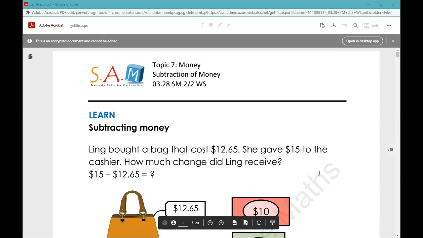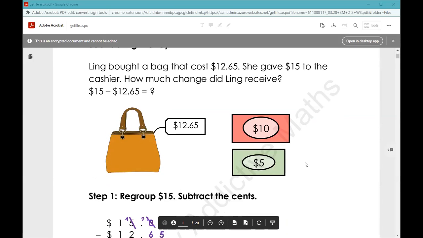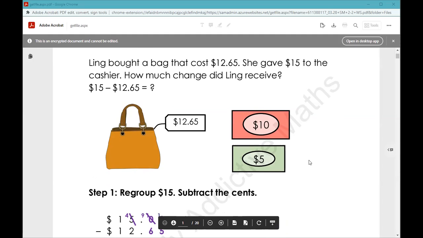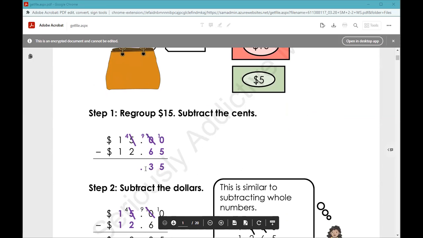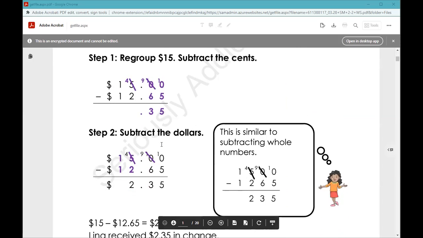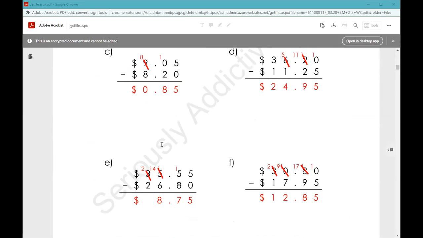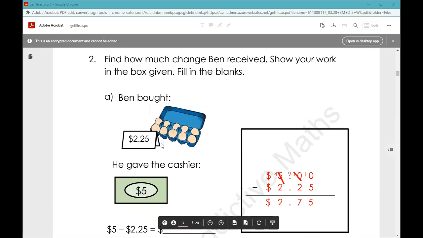Booklet 2 is subtraction of money with regrouping. Here we start with a problem sum, $15 minus $12.65. This is the algorithm way that I was talking about. I mentioned earlier that we have to remind them, especially when they are doing the algorithm way, whether with or without regrouping, they have to make sure that they are starting from the smallest place value first. Please reinforce this during the lesson, and then they can do the guided practice, which involves word problems as well.